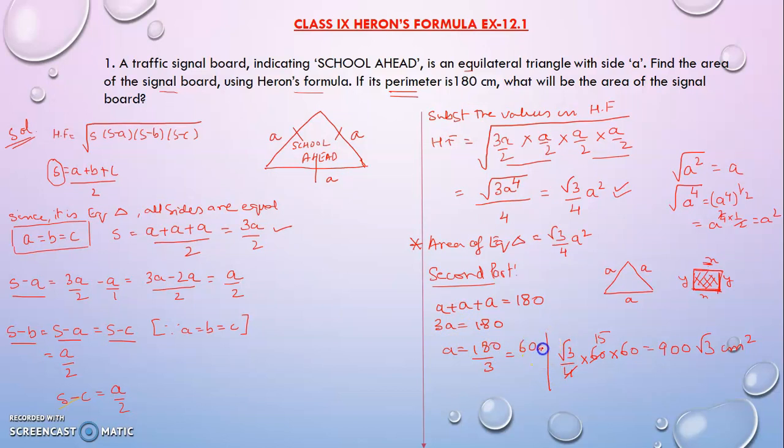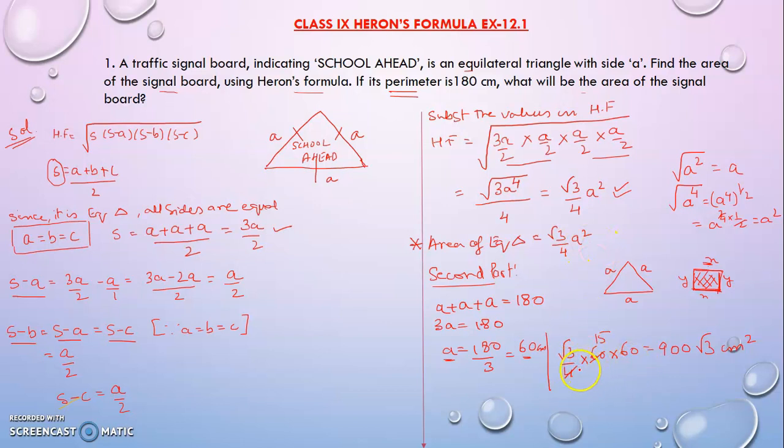Now it is asking for the area of the signal board. We already calculated the area of an equilateral triangle, root 3 by 4 a square. This a we already got. What is the value of a? 60 centimeters. So substitute here root 3 by 4 into a square. What do you mean by a square? 60 into 60.